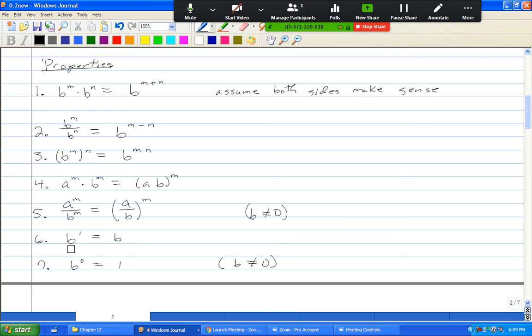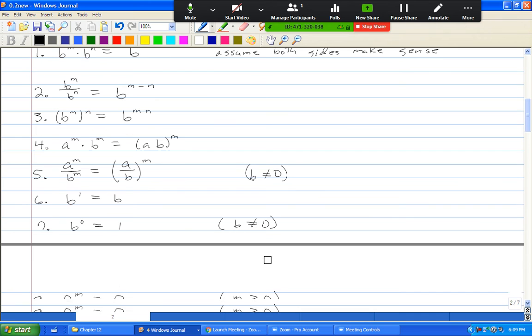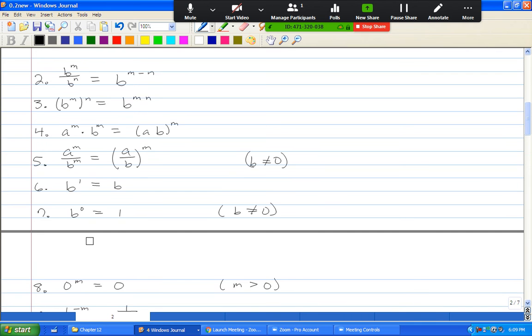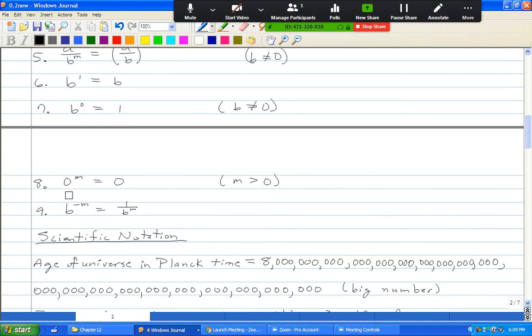Again, as above, b to the first is b, b to the 0 is 1, so long as the base is not 0. In this case, I have to be explicit because 0 to the 0, I don't know what that is. Similarly, 0 to the power m is 0, so long as m is greater than 0. b to the minus m is 1 over b to the m.